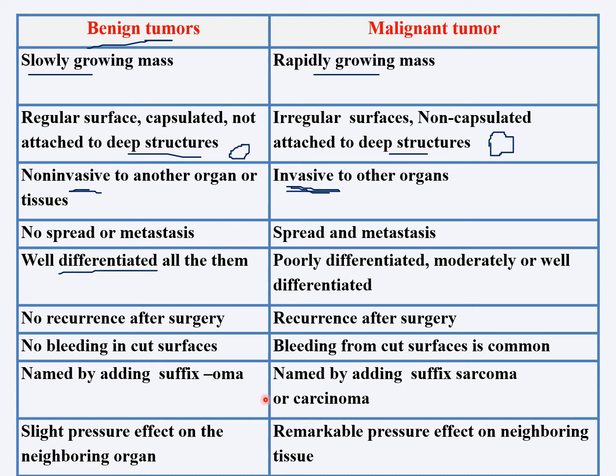But you have to put at the back of your mind that sometimes there is an exceptional rule for this point. The last point I will talk about is the effect of a benign tumor on the tissues around it. There is slight pressure, unlike a malignant tumor, where there is remarkable pressure on the affected neighboring tissues and organs.